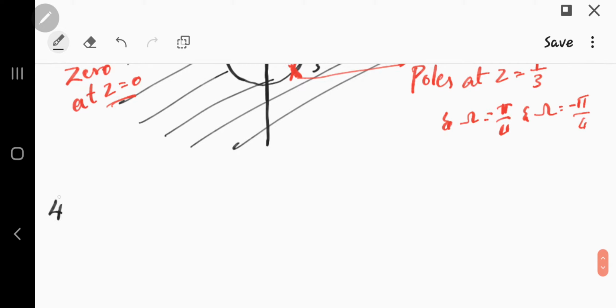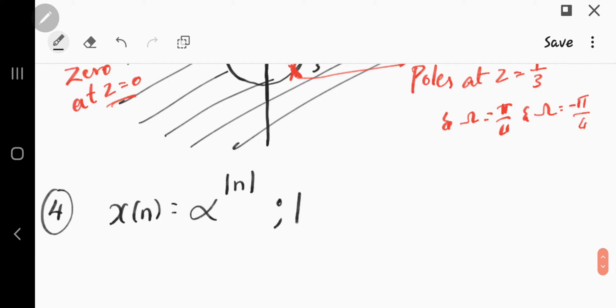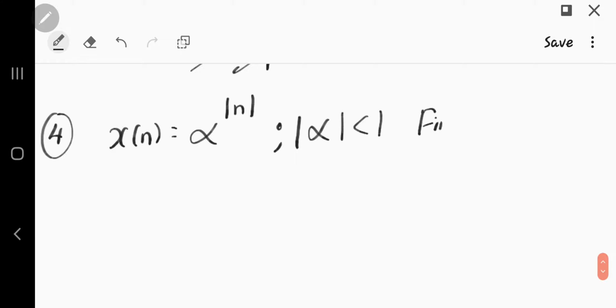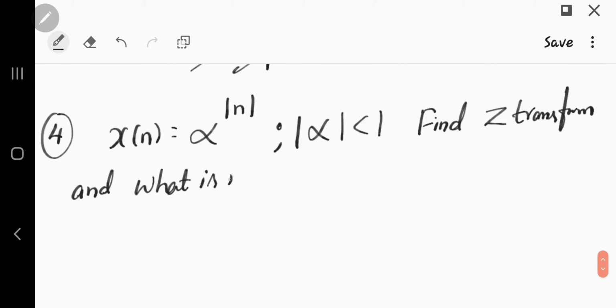Moving on to the next one. Here we have a signal x of n is equal to alpha to the power of mod n, where alpha is less than 1. So we have to find the z transform, and the question is, what is its ROC?